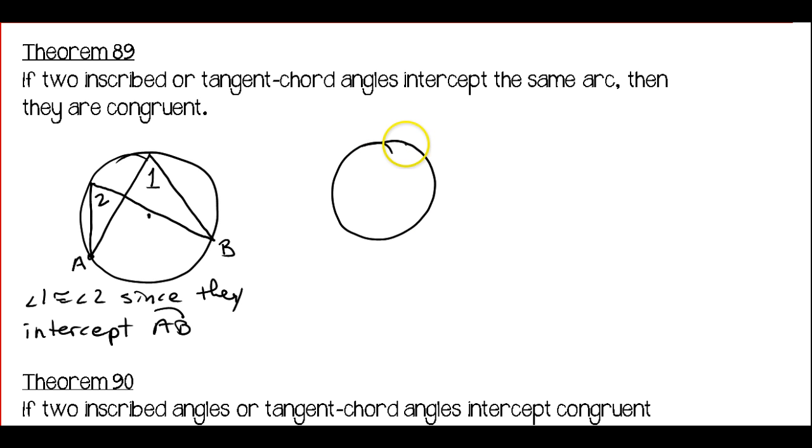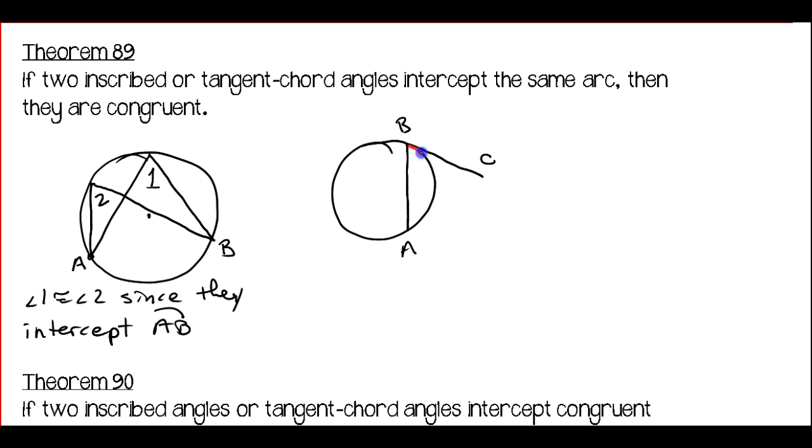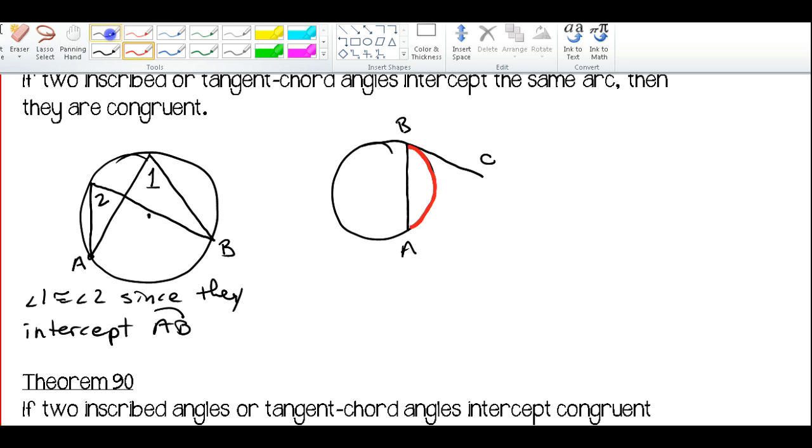So here's my chord, and then I'm going to draw in my tangent. Here's my tangent chord angle. We'll call it ABC. Angle ABC intercepts arc AB. I'm going to draw that in red here. So here's the arc that's being intercepted. Sometimes that's the hard part to see.